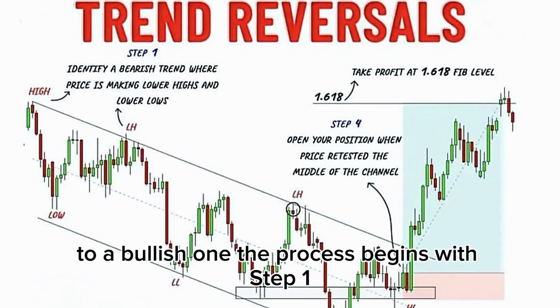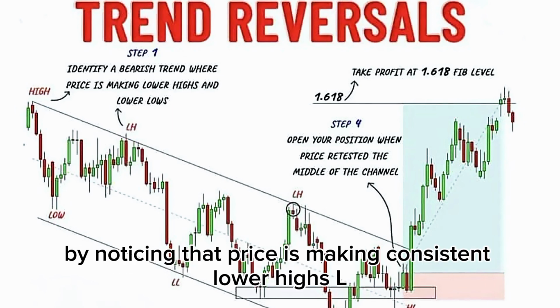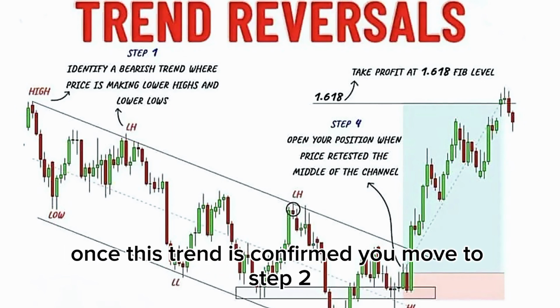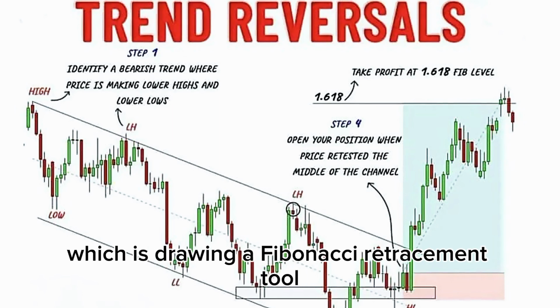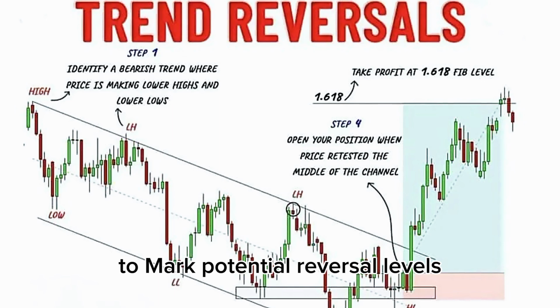The process begins with Step 1, where you identify a bearish trend by noticing that price is making consistent lower highs, LH, and lower lows, LL. Once this trend is confirmed, you move to Step 2, which is drawing a Fibonacci retracement tool from the previous key high to the recent low to mark potential reversal levels.